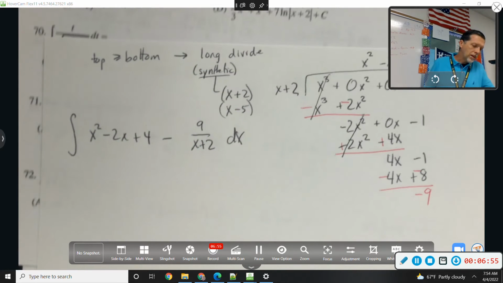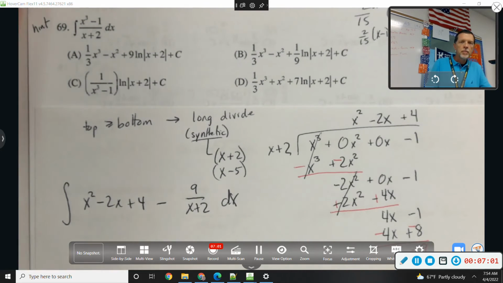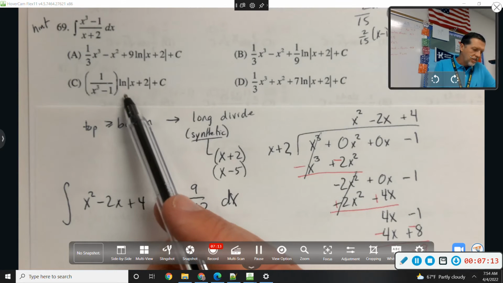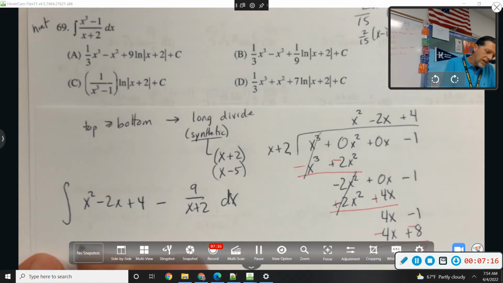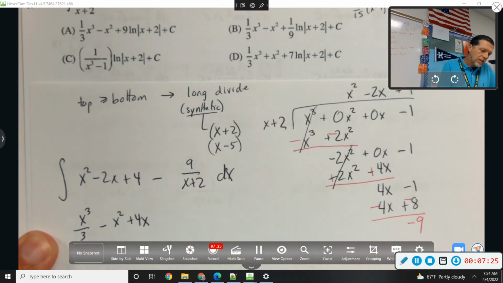Although I bet we can pick out some answers starting about now, maybe. 9 over x plus 2, that's going to lead to natural log of x plus 2. And of course they all have that, so that didn't really help. C looks suspicious. Well, let's just do it. So x cubed over 3 minus x squared plus 4x. Uh-oh. I don't see any of them have a plus 4x on there. Did I do something wrong?